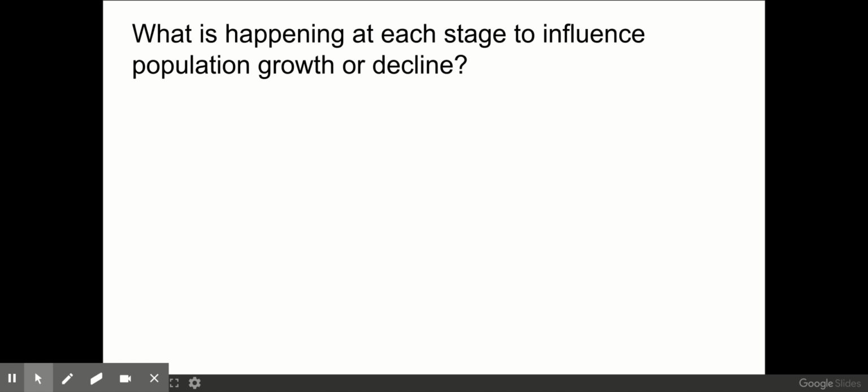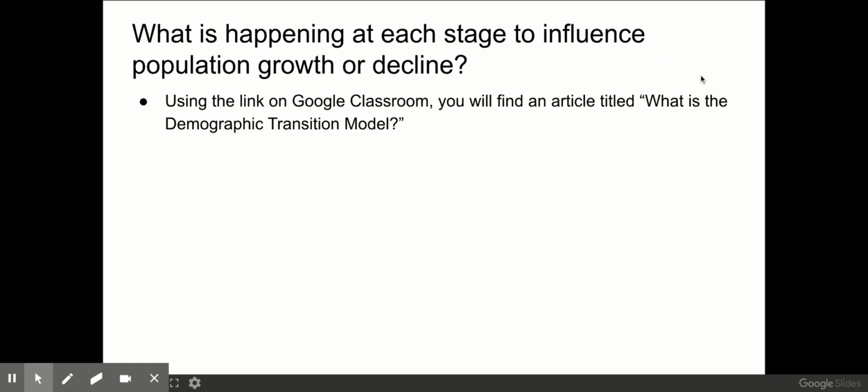The last slide of your Jamboard assignment is what is happening at each stage to influence population growth or decline. So this is something that you're going to have to kind of look at yourself. And I have a resource that you can use so you don't have to just find it on your own. So using the link on Google Classroom, you will find an article titled, "What is the Demographic Transition Model?"